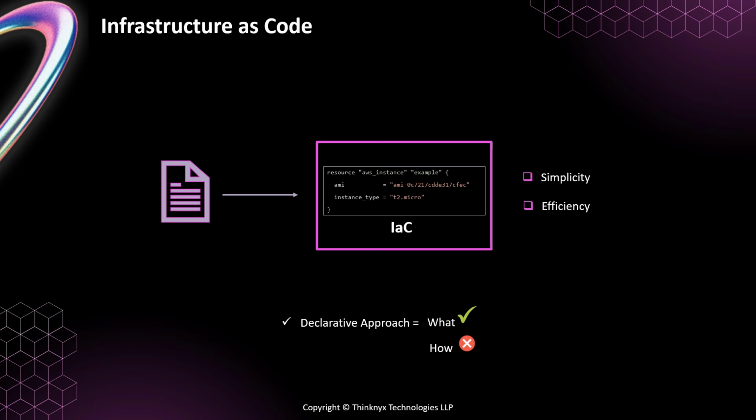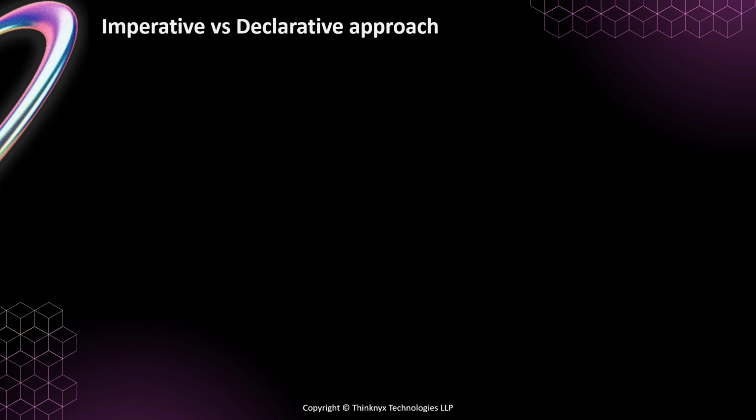We understood that IaC is a declarative approach. We have two different approaches. One is imperative and the other is declarative. Let's examine the distinction between imperative and declarative approaches using two different scenarios.